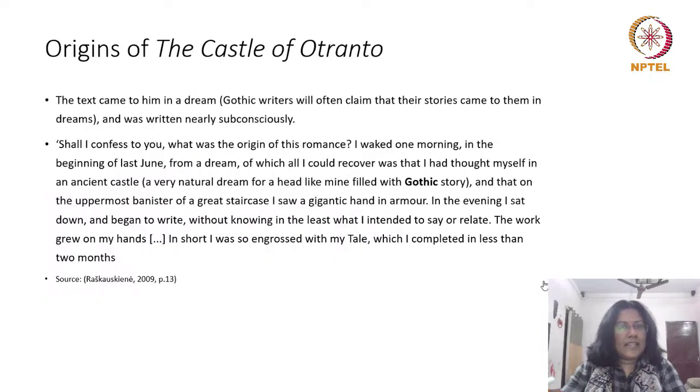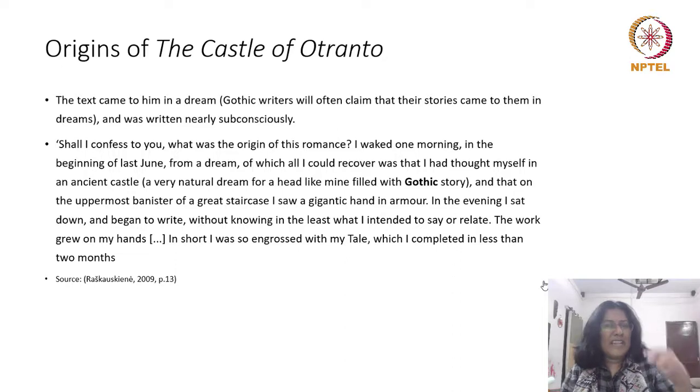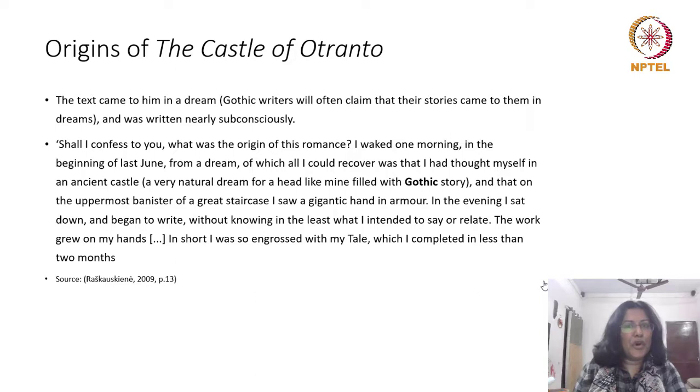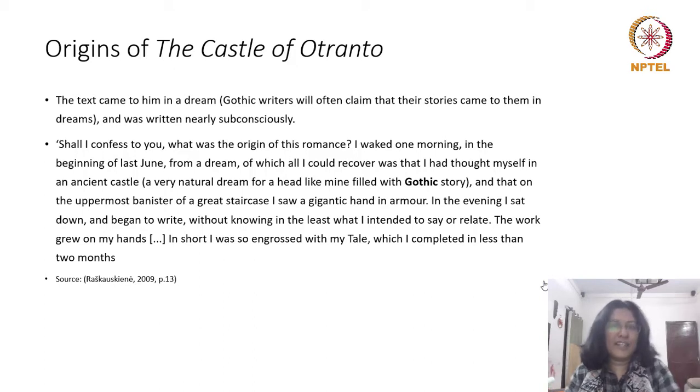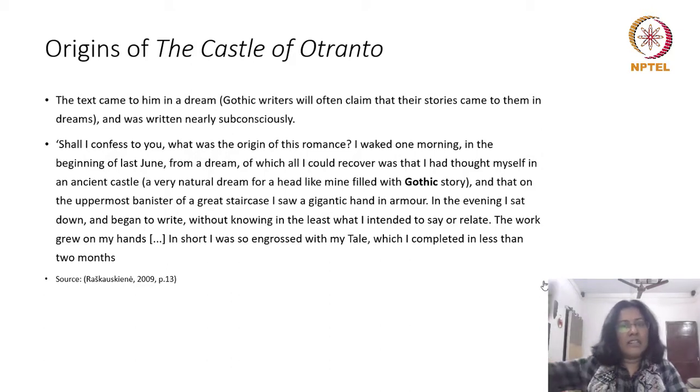So we can see that relationship between the house and the Gothic text made very manifest in Walpole's case. Now, let's talk about the origins of The Castle of Otranto a bit more, because I want to talk more about the idea of the dream. So the dream is key. The dream or the nightmare is key to the writing of Gothic fiction. The text apparently came to Horace Walpole in a dream. And Gothic writers will often claim that they were prompted to write such works because of their nightmare. Even Frankenstein's origin is connected to the nightmares or the dreamlike fantasy of Mary Shelley. So there is a relationship to the subconscious of the author in such Gothic texts.